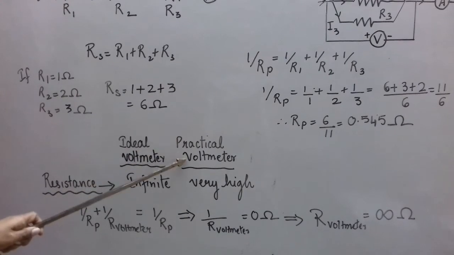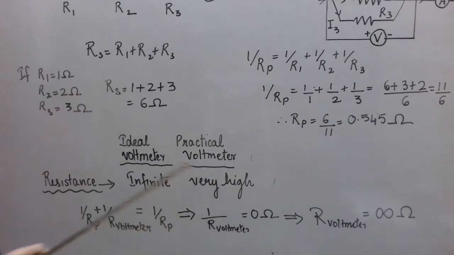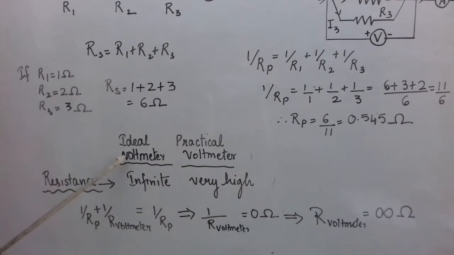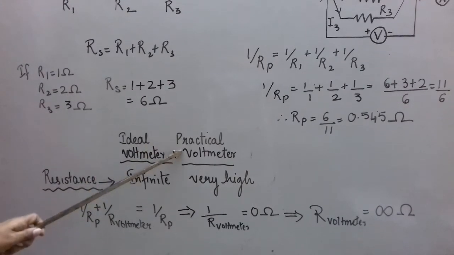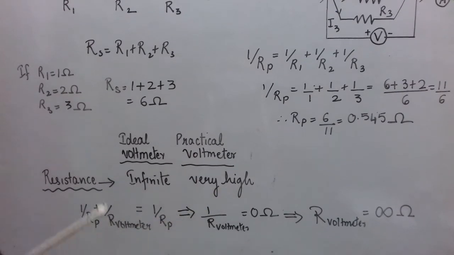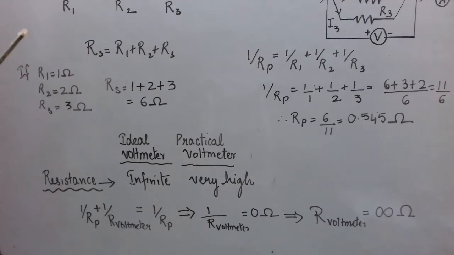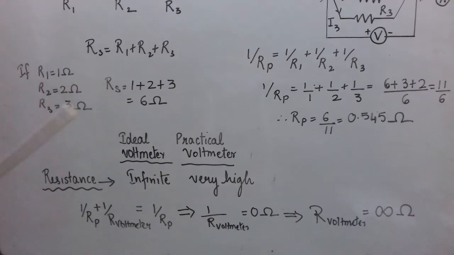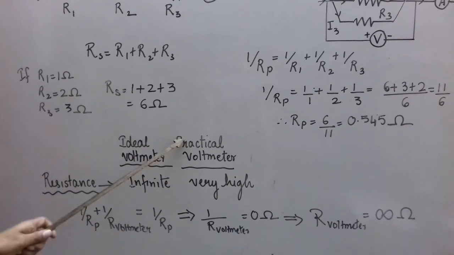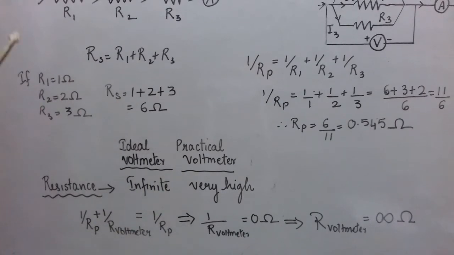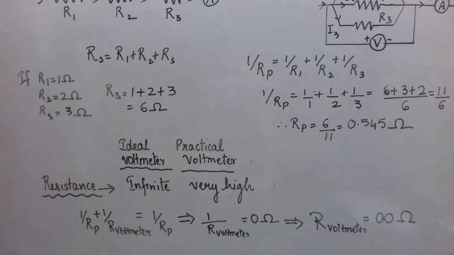But practically voltmeter resistance is not infinite, it's very high. So just remember, resistance of ideal voltmeter, infinite ohms you can say, and resistance of practical voltmeter, very high. And thus these are just measuring instruments which do not affect the net current in the circuit or net resistance in the circuit. But practically, since they are not ideal cases, they are a bit different, so slightly they may affect, but that we can ignore. So I hope this topic is clear to you.